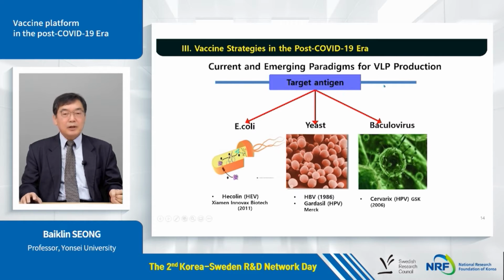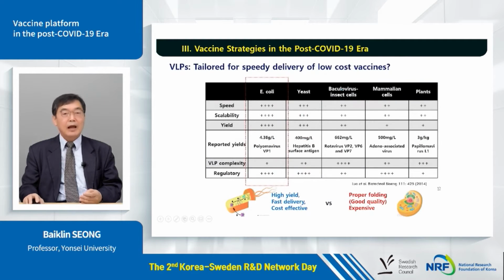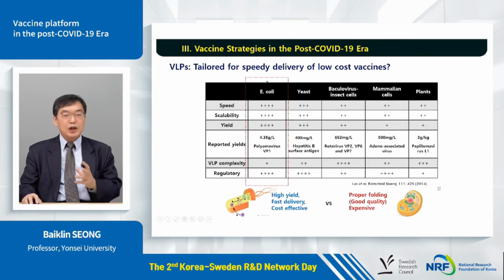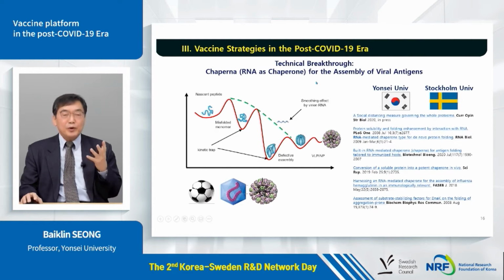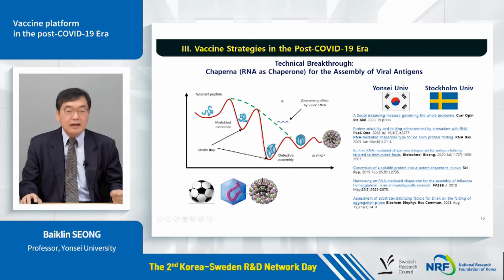This virus-like particle has been produced through eukaryotic systems, such as baculovirus and yeast. Successful examples are Cervarix and Gardasil for the prevention of human papillomavirus infection. However, the E. coli system provides a much faster means of vaccine development. The speed, scalability, and yield are very high compared to the mammalian and baculovirus systems. However, the E. coli system is so simple that it does not allow the assembly of virus-like particles. That's the main technical hurdle. If you achieve a technical breakthrough, you can use the bacterial system for the delivery of low-cost vaccines in a speedy way.